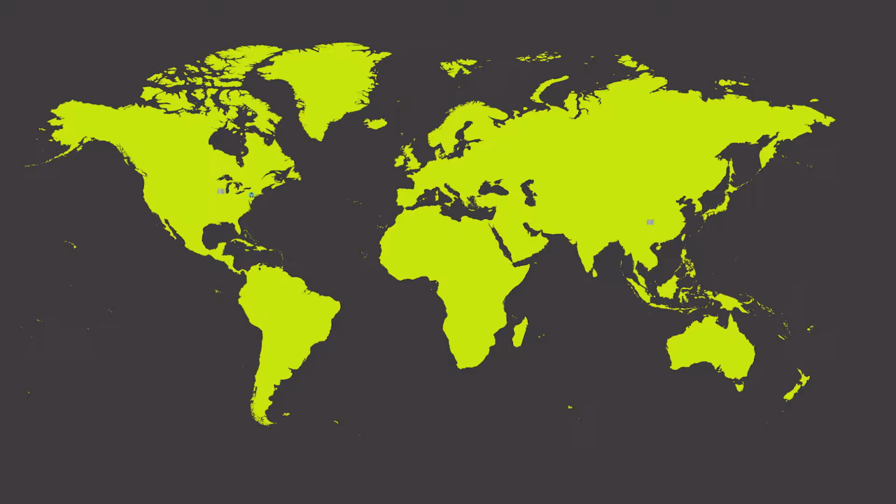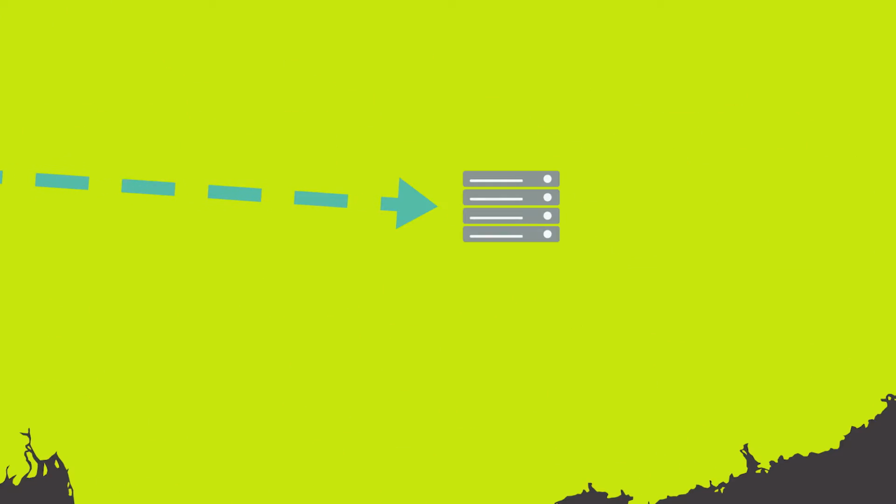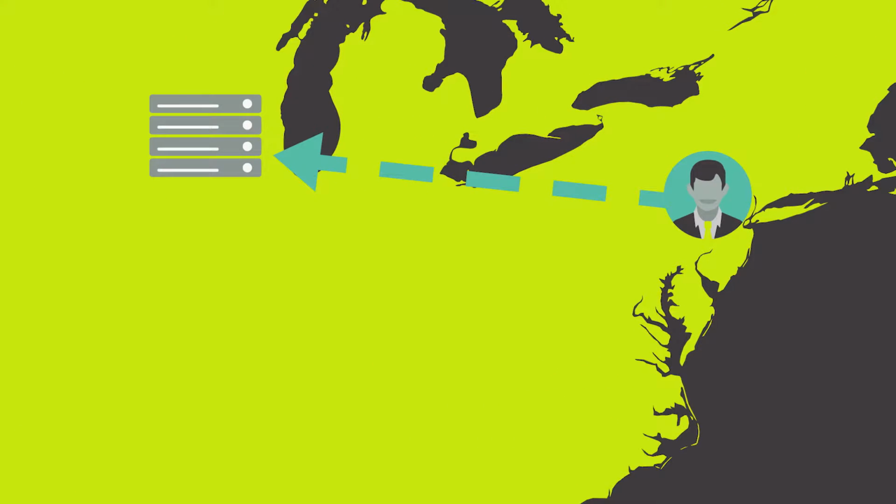So for an example, if you're a user in America requesting a certain website, you won't get routed halfway across the world to a server hosted in China. Instead, you'll get routed to a server in America. And this is important because it will reduce the latency between you and that server and increase the performance of that website.